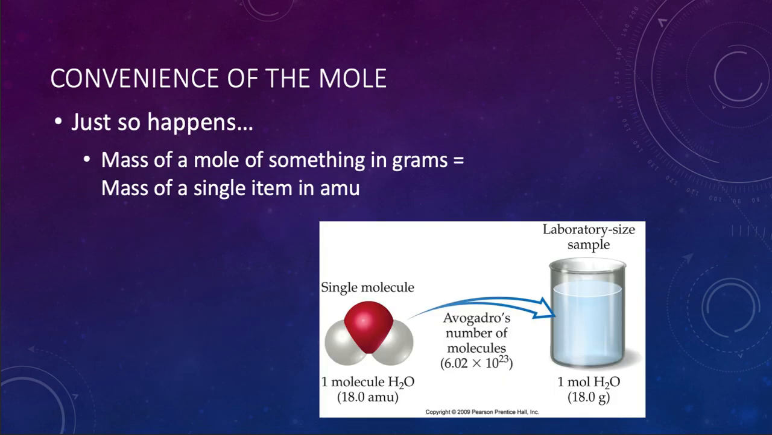Now, one of the really nice things about the mole, and it's not a coincidence, is that the mass of a mole of something in grams is equal to the mass of a single item of the thing in AMU. For example, 1 molecule of water has a mass of 18 AMU, atomic mass units, right? 1 mole of water molecules has a mass of 18 grams. So notice the numbers stay the same, the unit just changes, right? So if I multiply an AMU times Avogadro's number, I end up with a gram, is essentially what that means.